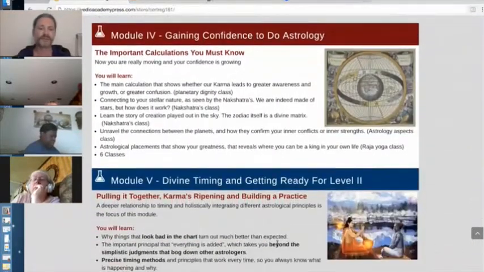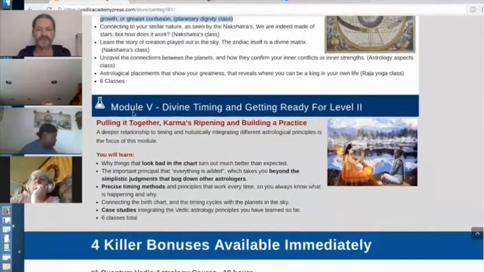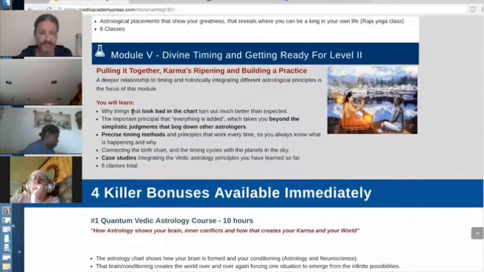And as I said in module 4, it's gaining confidence to do astrology. This is why I said at this part of the course, I start really showing people how to start to do astrology. You start to gain the confidence because I show you the main calculations that show whether your karma and your actions lead to greater awareness or greater confusion. And you learn the story of the nakshatras, which are the stars in the sky, and how the stars relate to your spiritual nature. And again, all of the more specific calculations, but also just how to start practicing and having good conversations with other people so that you can get ready to start doing astrology readings if that's what you want to do. And again, some people don't.